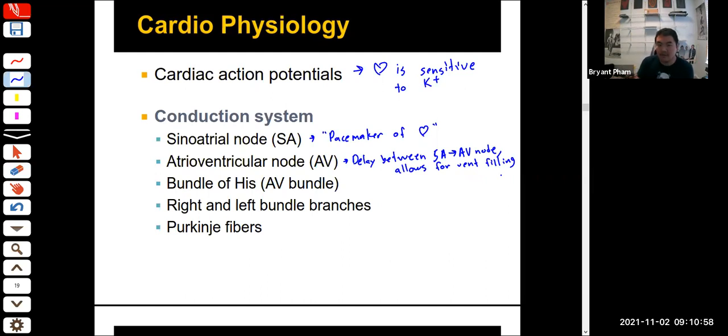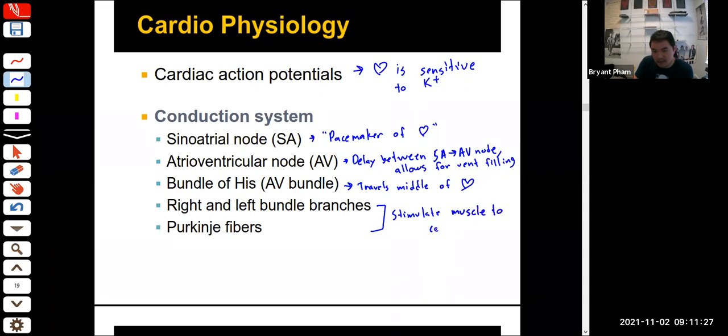Then you have the bundle of His, or His bundle. Sounds kind of funny. This basically travels middle of the heart. Left and right Purkinje fibers. This is going to stimulate muscle to contract.